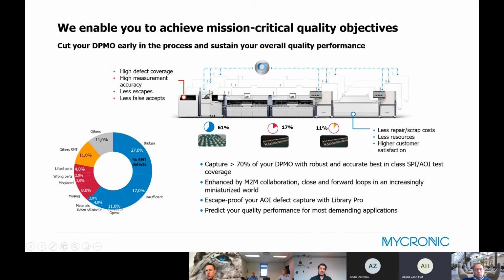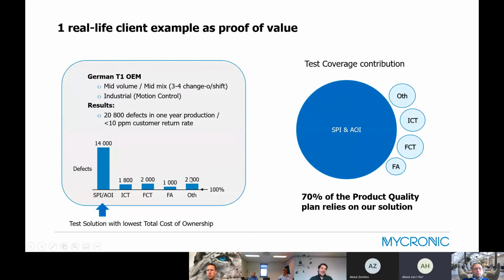But normally with an SPI, you catch most errors already here, and then a few before or after the oven. It means that around 70% or even more are caught in the line. Here we have the examples of these errors which we catch. Here again, a real example from this German customer who said that with this SPI and AOI combo, they had about 20,800 defects in 1 year of production. They are catching 14,000 of these defects with SPI and AOI, and then the rest with ICT, functional test or other things.